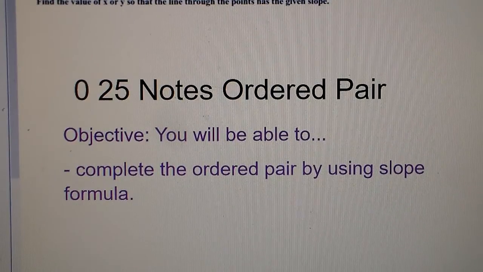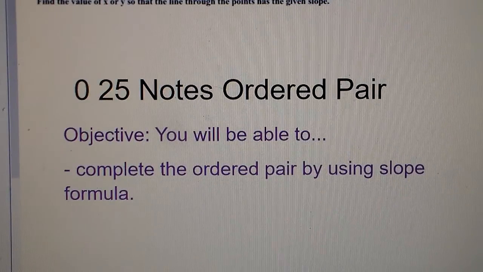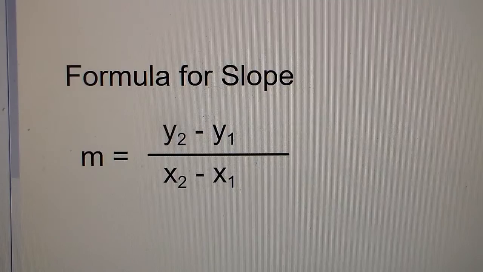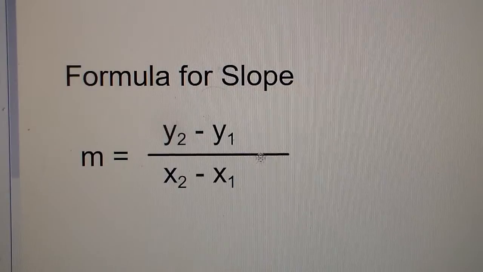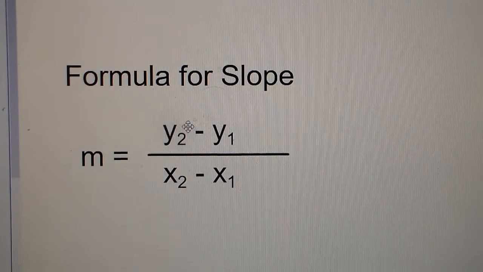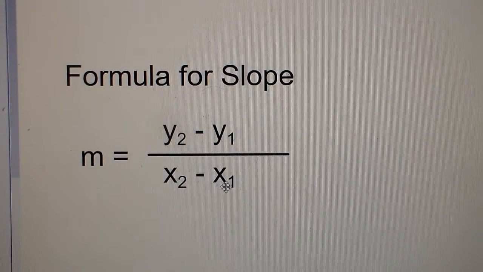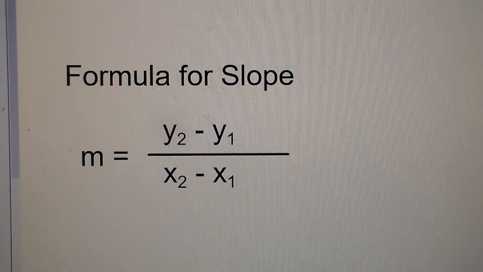Alright, these are O25 notes on ordered pair. Your objective: you'll be able to complete the ordered pair by using the slope formula. So what is the formula for slope? Well, slope, or m, is equal to y2 minus y1 divided by x2 minus x1, where we do the subtraction first in the numerator, and then we do the subtraction for second in the denominator, then we divide it out.